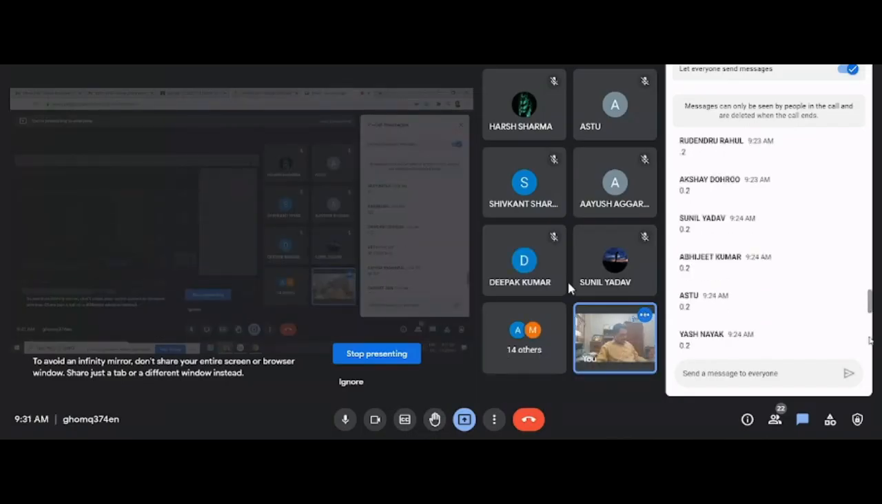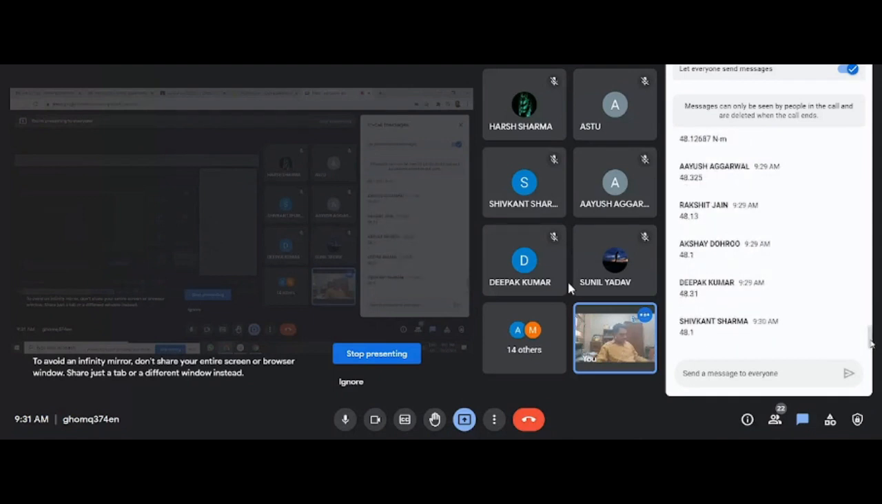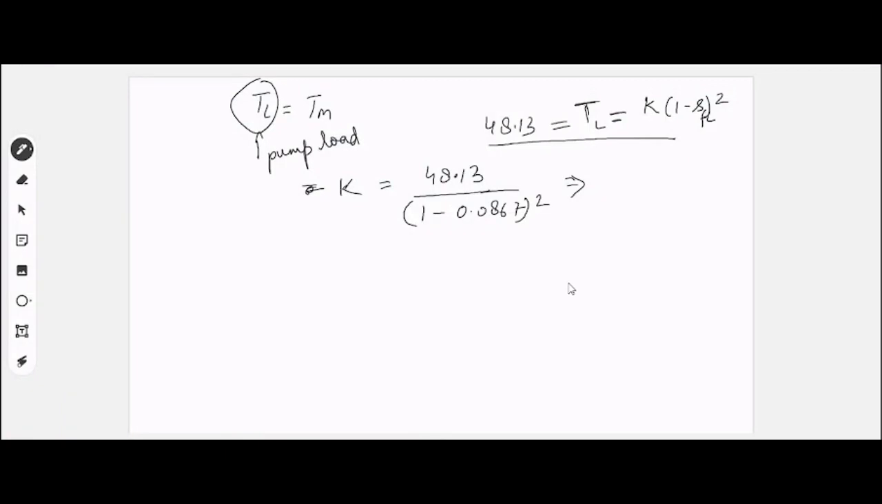Write your answer. Two or three students are already answering, tell me quickly. You don't have a calculator? At least you should have the mobile phone or the computer. How much will be the value of K?